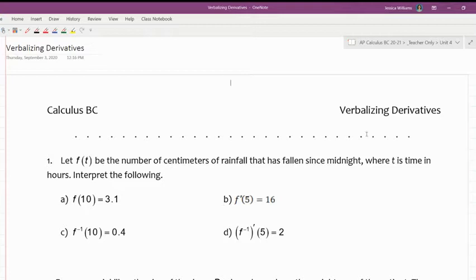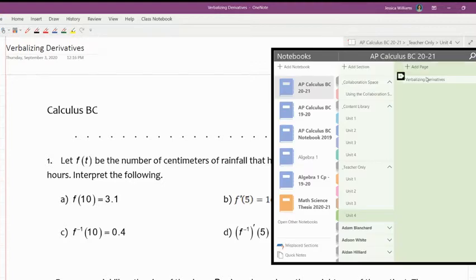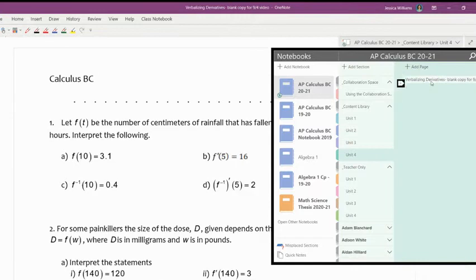Before we get started here, you need this worksheet in front of you in some capacity. So I put it in Canvas if you want to download it and print it, or I put it in OneNote under Content Library, Unit 4. So it's just here as a blank copy for your video today.